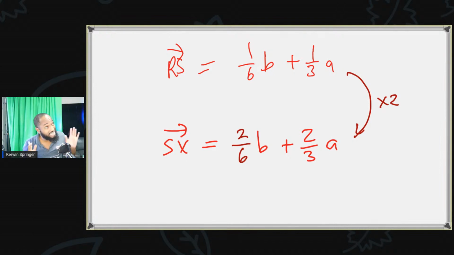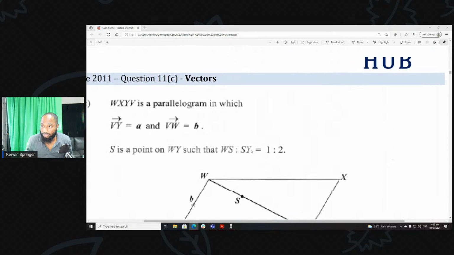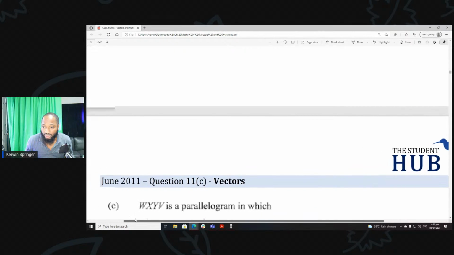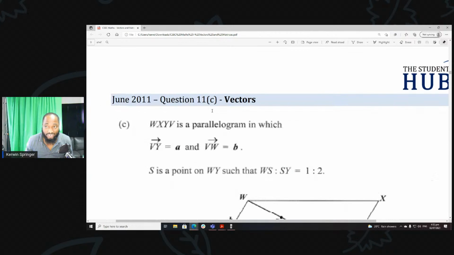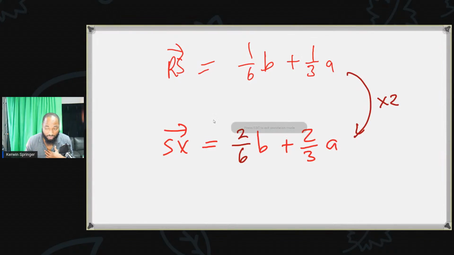And I tell you, these scalar factors sometimes tie up with fractions, and they know you have issues with fractions, so they could bring it in your exam. So you want to do this question, practice it. I'm showing you where the question comes from. Every time I do it, I show you where the questions come from. This is June 2011 question 11C. This is not something Kerwin Springer made up. This is what came in our exam before.